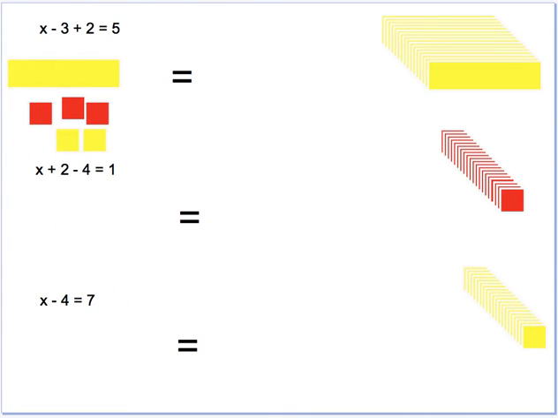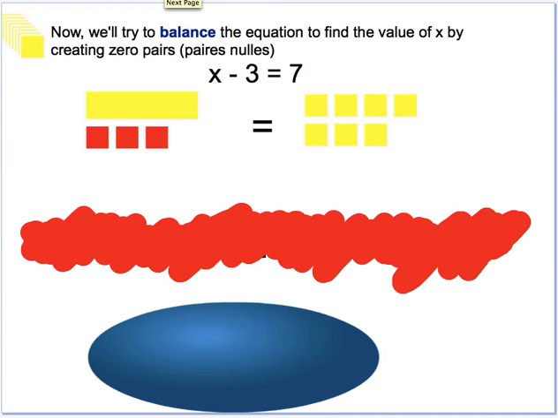I'm going to skip right through. Next one. So now we're going to try and balance the equation, which means to find out the value of x by creating zero pairs. On the left-hand side, we've got x minus 3 represented by our big yellow rectangle and our 3 negatives. On the right-hand side, we've got 7. We have to get all the x's on one side and all the numbers on the other side. And it doesn't matter which side. Just because x is on the left to begin with, we're going to keep x on the left.